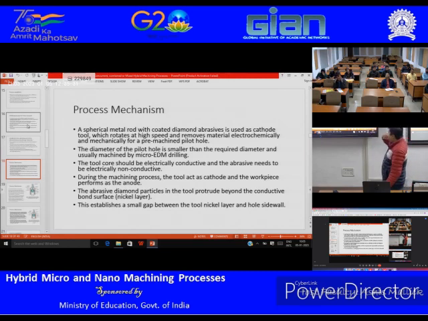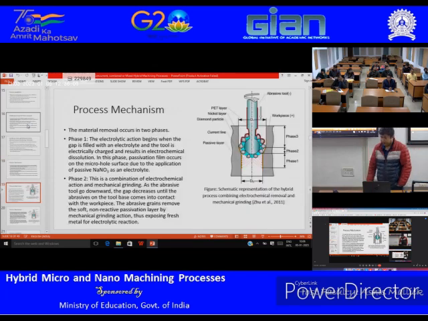So this is again taking the idea of electrochemical discharge machining that I think we'll be covering after this. So the tool will work as a cathode, and the workpiece performs as an anode. And the abrasive diamond particles are not electrically conductive. That's what I mentioned, and then it will have some mechanical actions. And this establishes a small gap between the nickel layer and the hole sidewall, because those are protruding out.